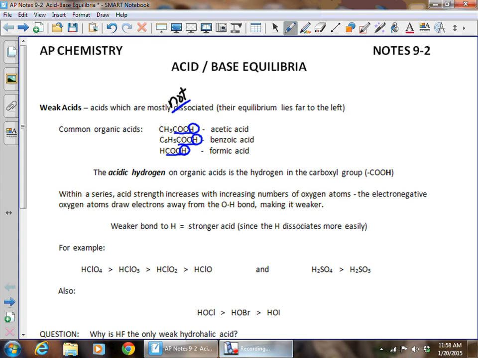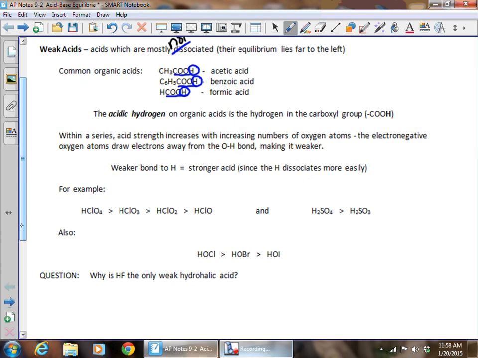Now, in general, when we have a series of acids, the more oxygens, the stronger the acid. And you can remember that by simply remembering that HClO3 and H2SO4 are both strong acids, whereas the rest of them are not. A few textbooks will list HClO3, but AP generally does not. So those are strong acids. Anything with fewer oxygens is going to be not as strong.